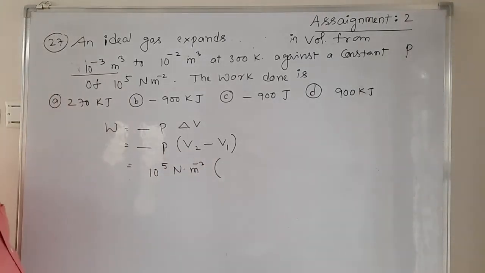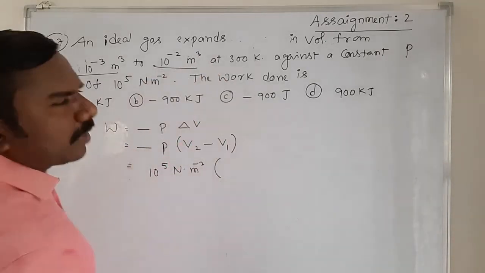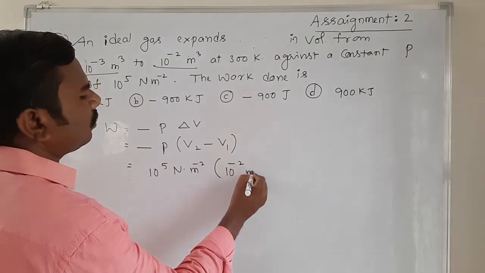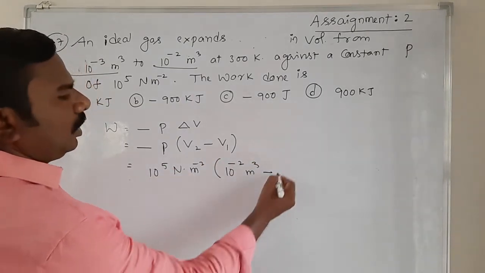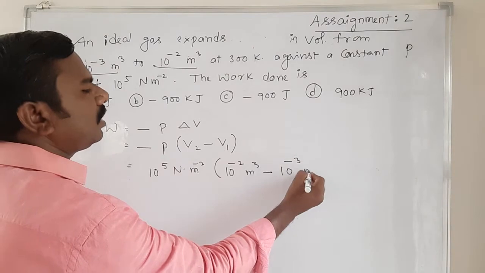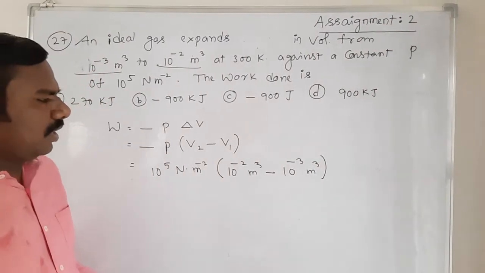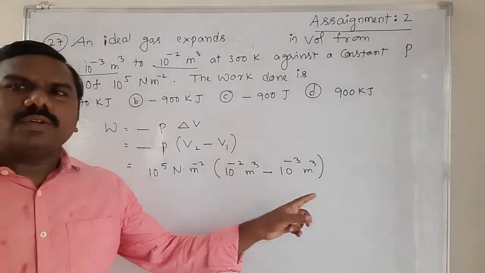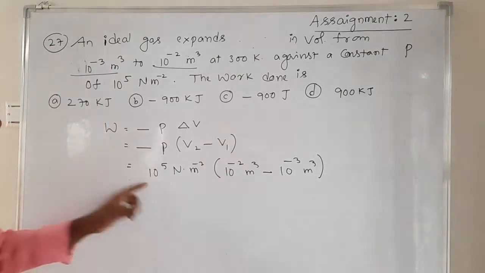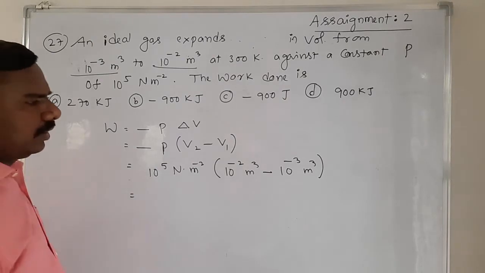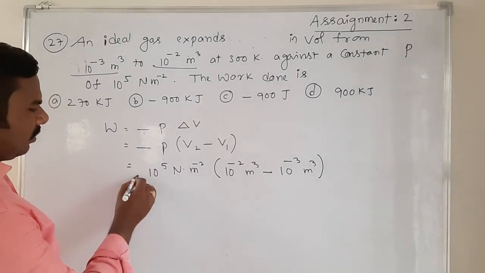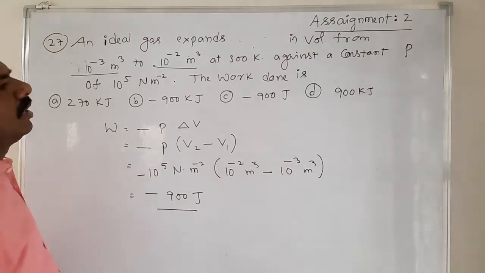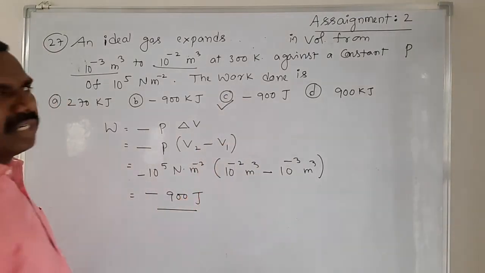Initial volume 10 to the power of minus 3. Final volume V2 10 to the power of minus 2 cubic meter minus initial volume 10 to the power of minus 3 cubic meter. Once you solve this, you will get around 0.09. When you multiply it, finally you will get minus 900 joules. Answer is option C, correct.